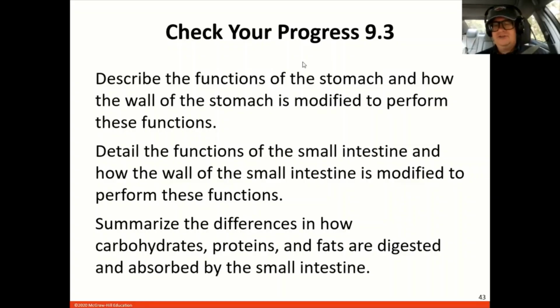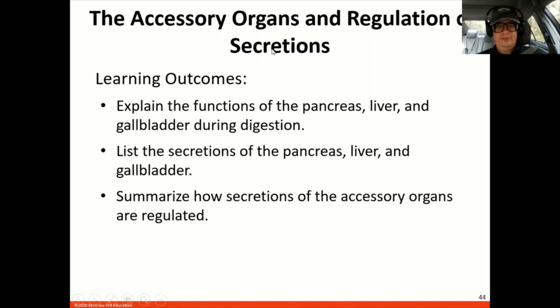Okay, we're doing digestive system and we're going to jump into part 2. We just did a check your progress for 9.3. Make sure you know all the stuff before that. Feel comfortable answering those questions. And let's move on to the accessory organs. All right. So the pancreas, the liver, the gallbladder. We've talked about all these things a lot already. So what we're going to do is explain their functions, talk about the fluids they secrete, and explain how they're regulated. We haven't really gotten into that yet.